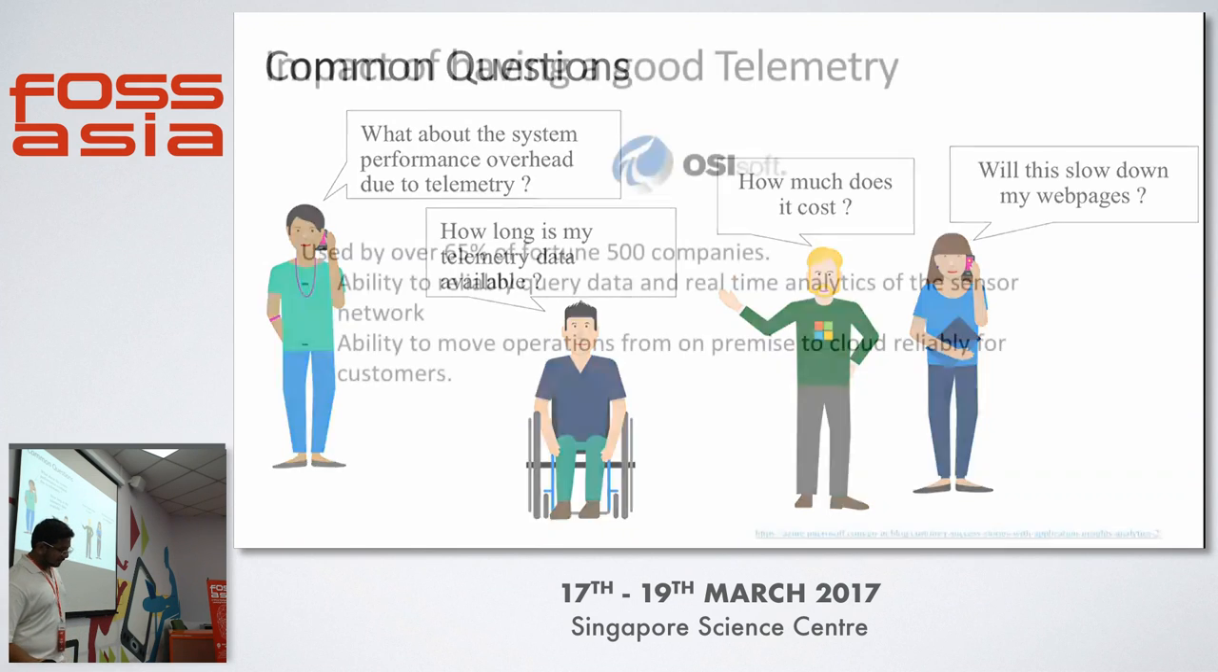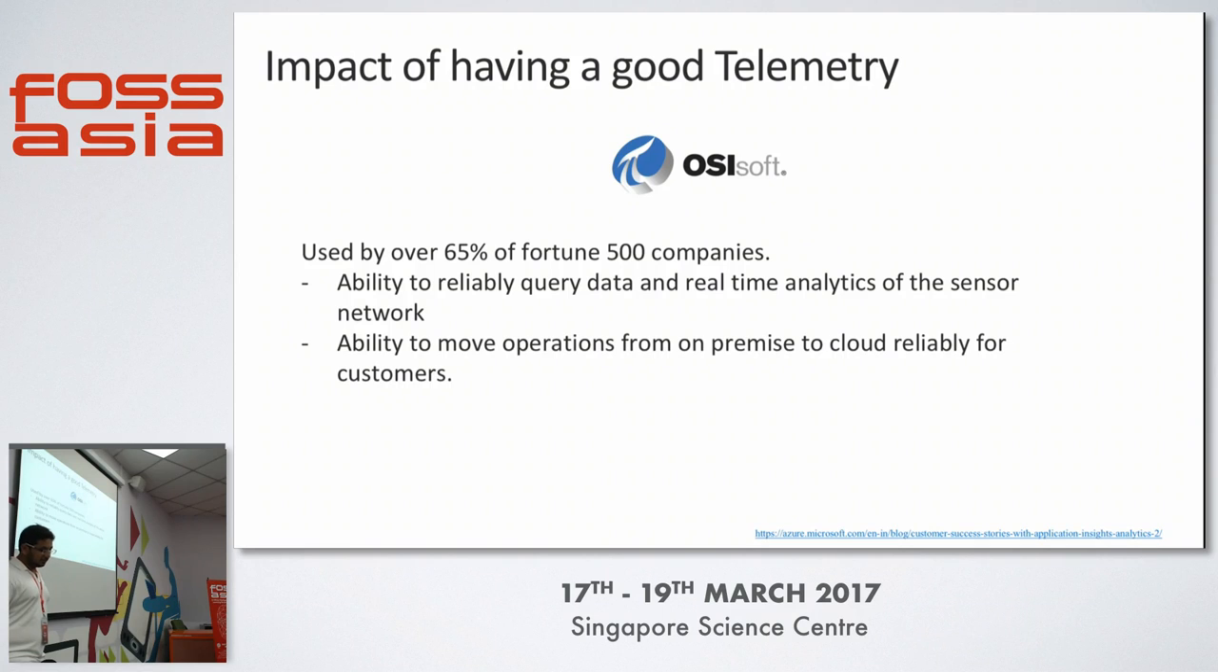And similarly, there is a company called OSI Soft, which is an oil and gas company. It's within the Fortune 50. And they use telemetry for most of their IoT devices that run on their oil fields. So they get to find out which sensor is going down or which sensor is giving faulty data. How do you fix such a problem even before you know there's a problem or a hazard that has actually happened?